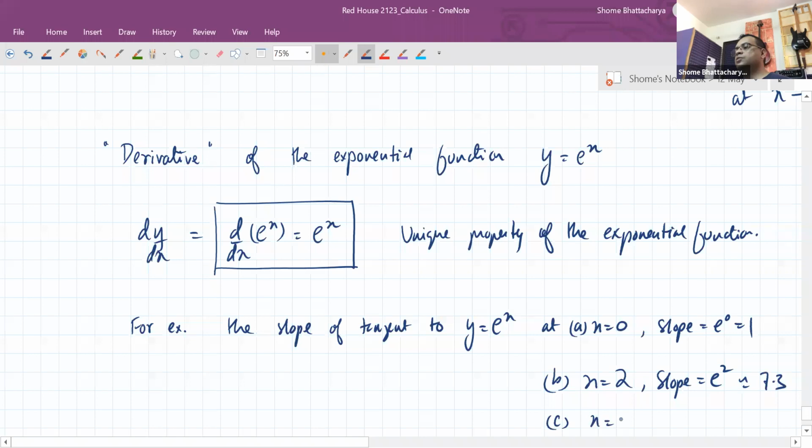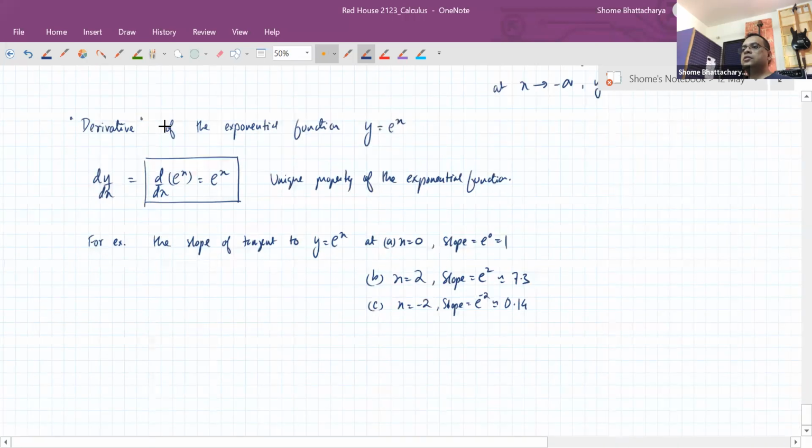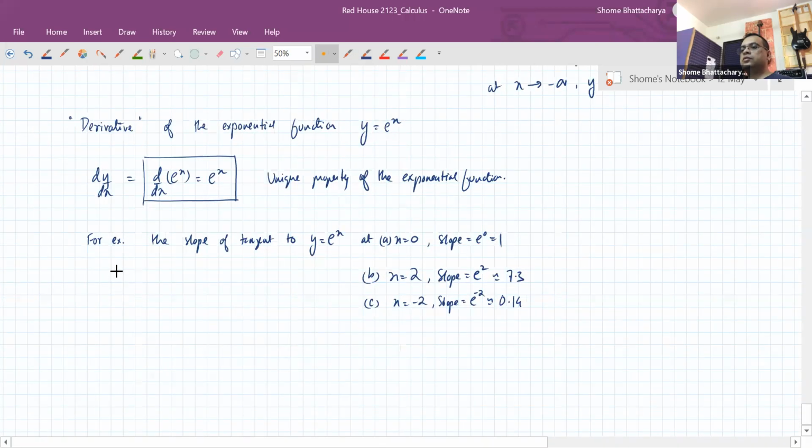At x equal to, for example, minus 2, the slope will be equal to e raised power minus 2, which will be approximately 0.14, like this. Okay. And you can see this feature. You can understand it from the shape of the graph also.